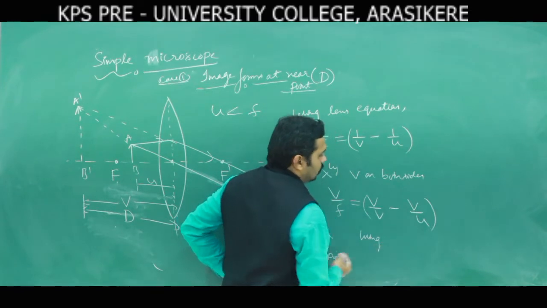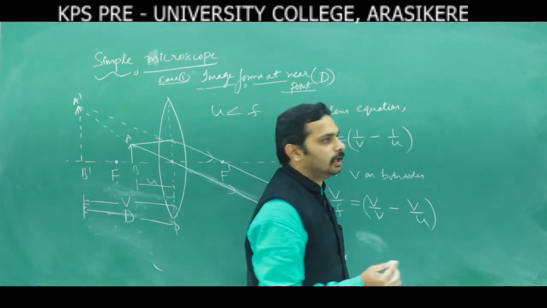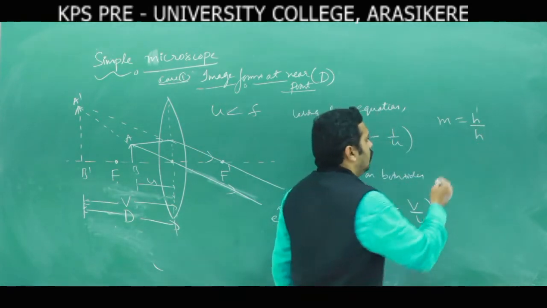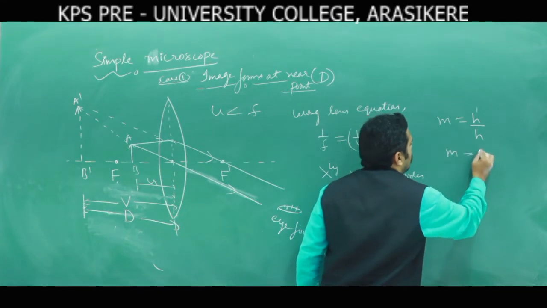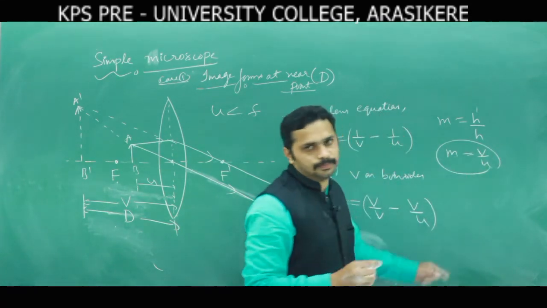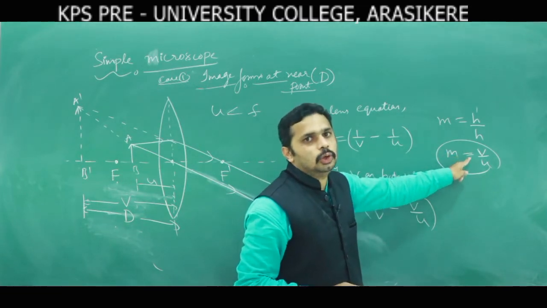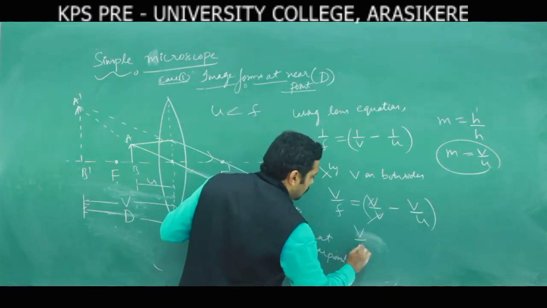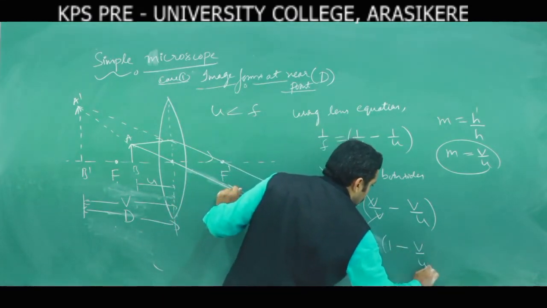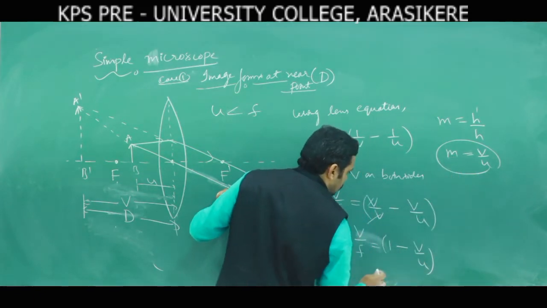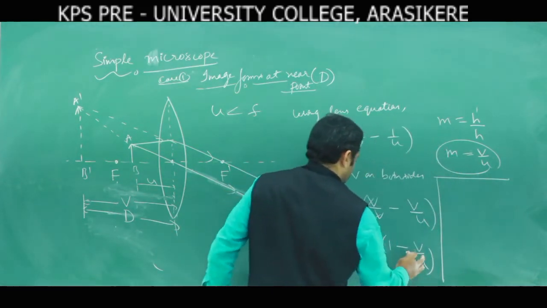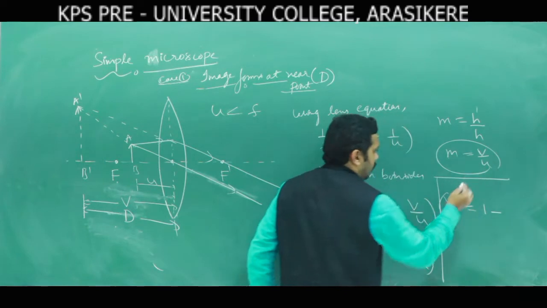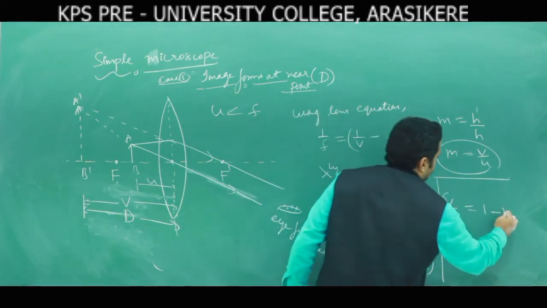You know what is linear magnification? Linear magnification means the height of the image to the height of the object, or the relation between m, u and v is m is equal to v by u for a lens. Here I am using this relation. Now this v gets cancelled. V by f is equal to 1 minus v by u. What is v by u? V by u means m, the magnification.